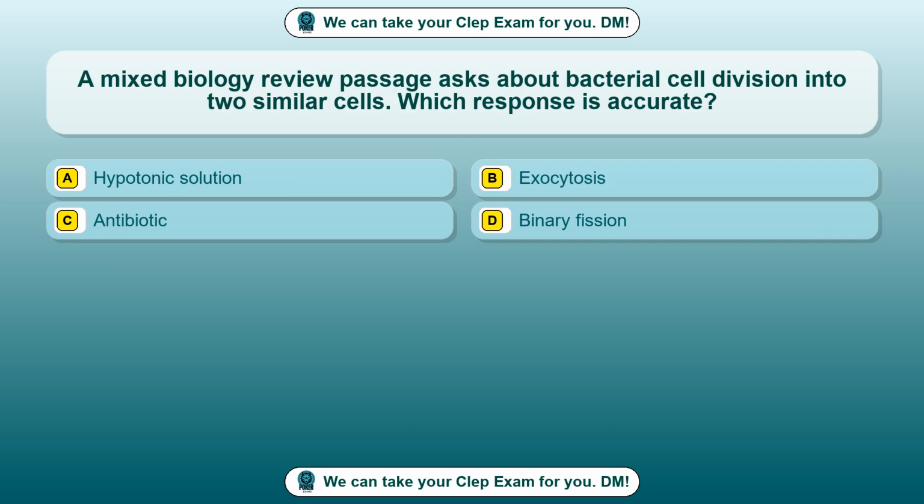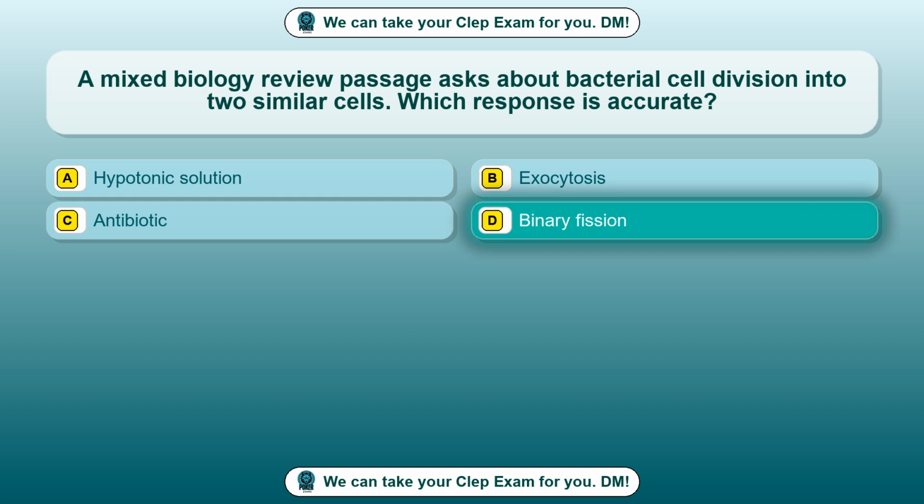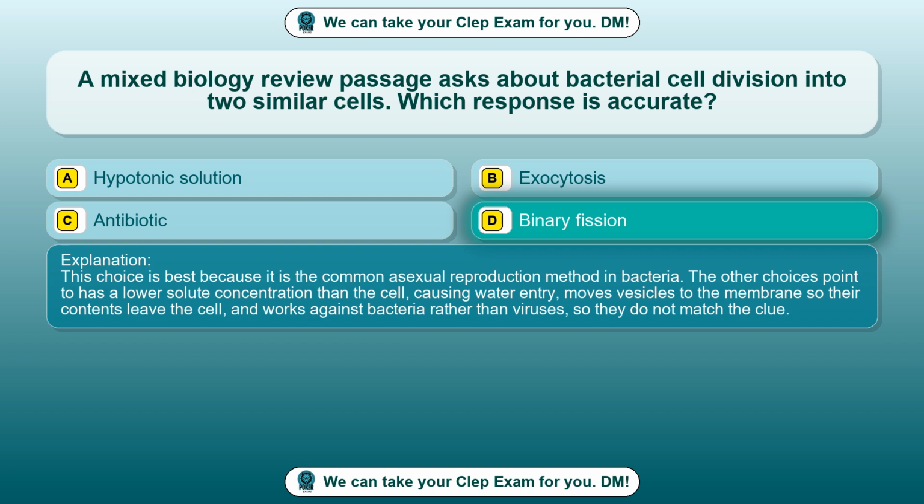Question 44. A mixed biology review passage asks about bacterial cell division into two similar cells. Which response is accurate? Option A, hypotonic solution. Option B, exocytosis. Option C, antibiotic. Option D, binary fission. The correct answer is option D, binary fission. This choice is best because it is the common asexual reproduction method in bacteria. The other choices point to has a lower solute concentration than the cell, causing water entry, moves vesicles to the membrane so their contents leave the cell, and works against bacteria rather than viruses, so they do not match the clue.